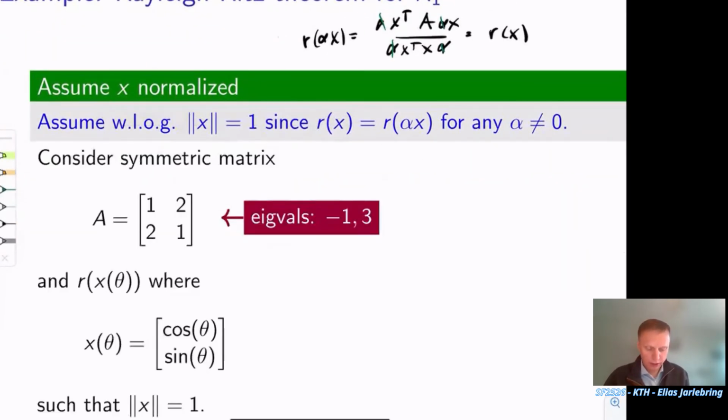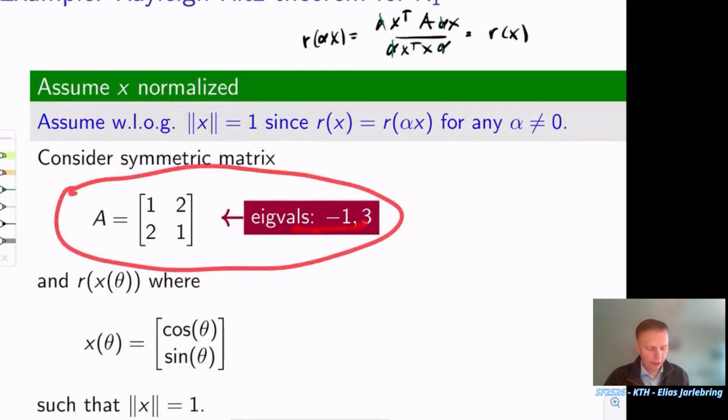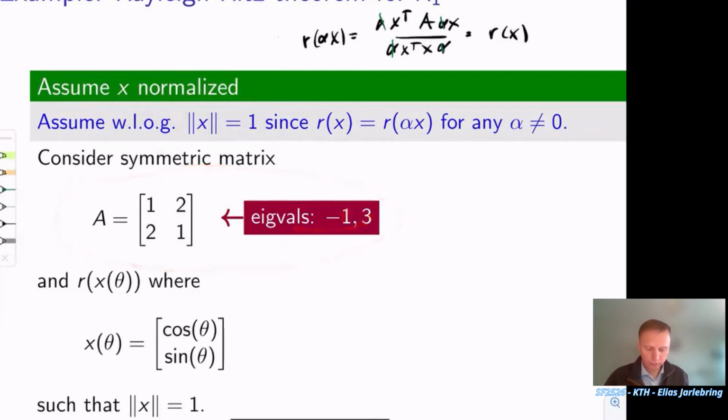Let's look at this matrix here, which has eigenvalues -1 and 3. We now need to parameterize, so look at all vectors that are normalized. All 2 by 2 vectors that are normalized can be parameterized using trigonometric functions. So we have here a parameterization of all vectors that are normalized. And let's look at how the Rayleigh quotient looks for different values of alpha.